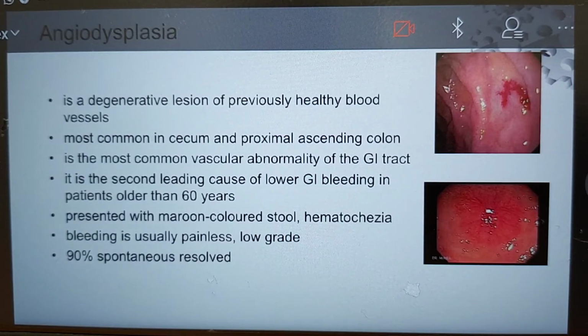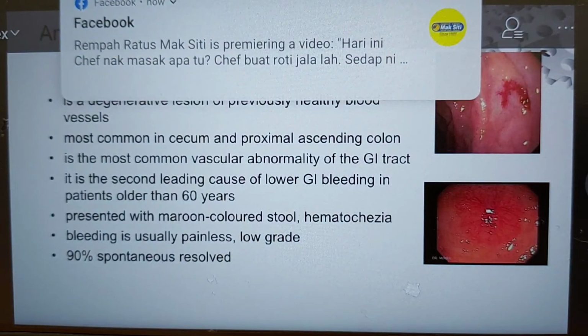So the patient will present with painless hematochezia, and the bleeding is actually low grade, and 90% of angiodysplasia spontaneously resolve.